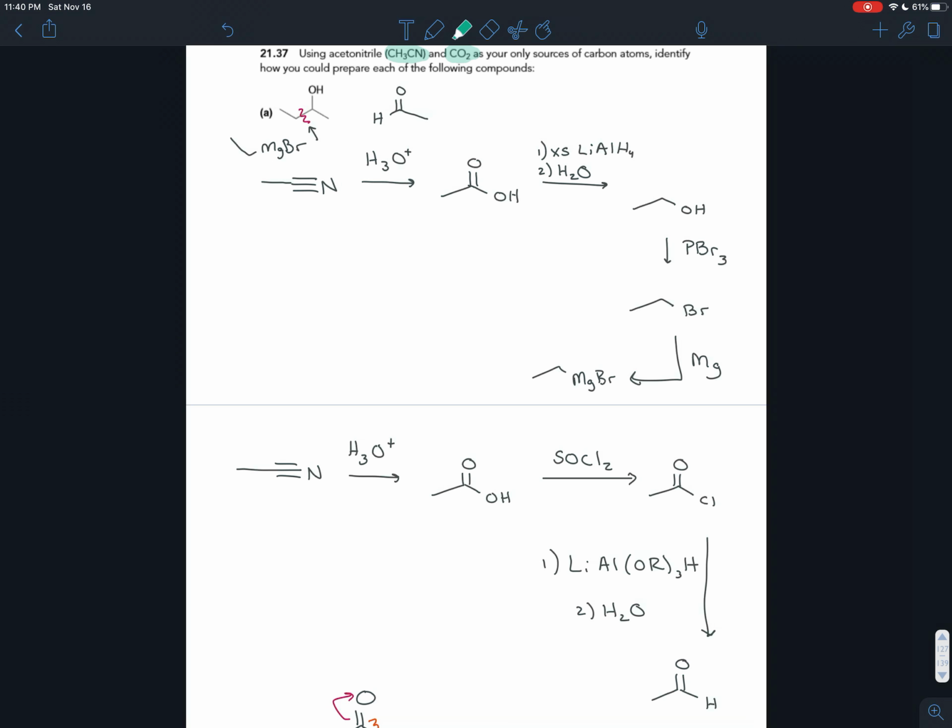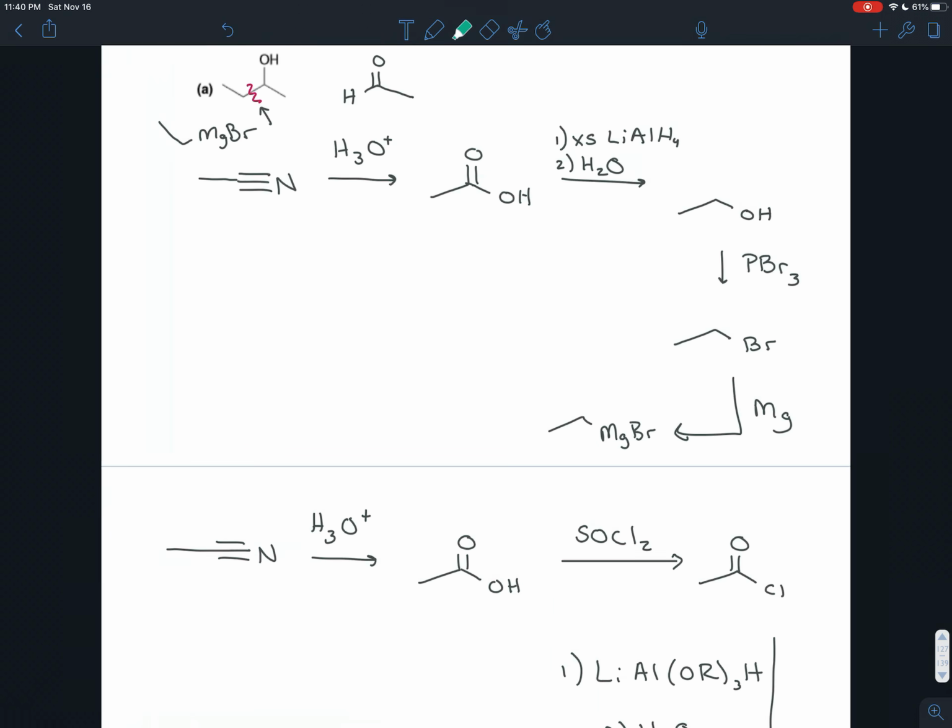So we did a hydrolysis, and we got the carboxylic acid. Now that had lots of bonds to oxygen, and the Grignard reagent doesn't have any, so we replaced bonds to oxygen with bonds to hydrogens by using a strong reducing agent like lithium aluminum hydride.